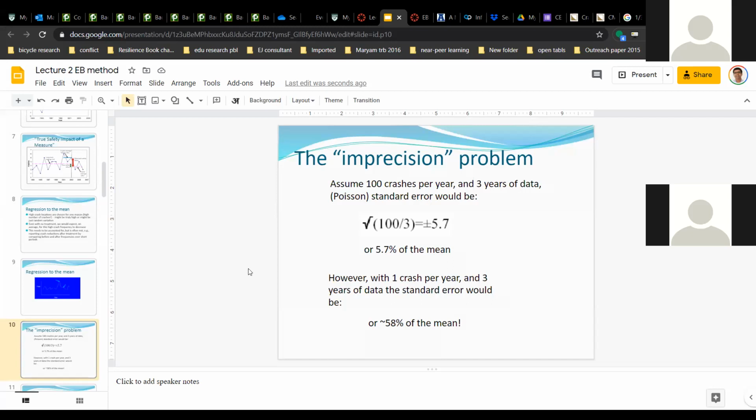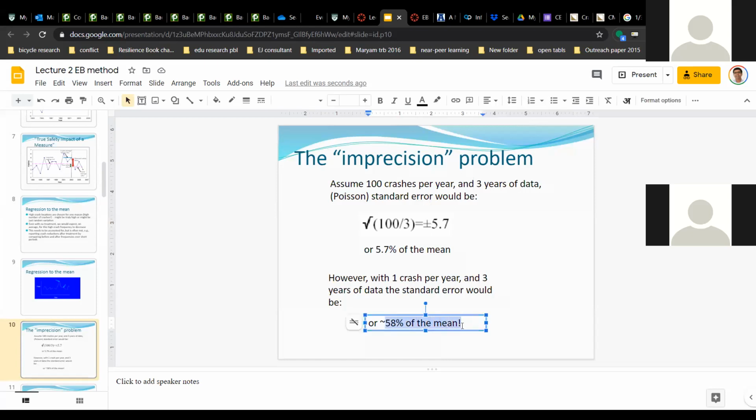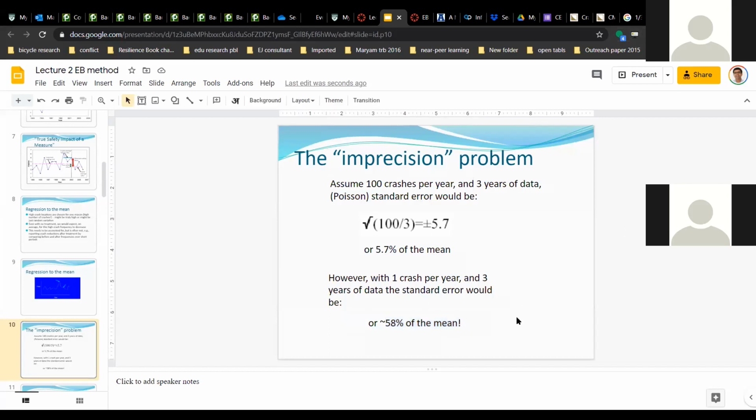I did talk about, did we get to this point where I mentioned 58% of the average would be the error? Yeah, so the last thing I remember was you talking about how fewer points could pose a problem as well.